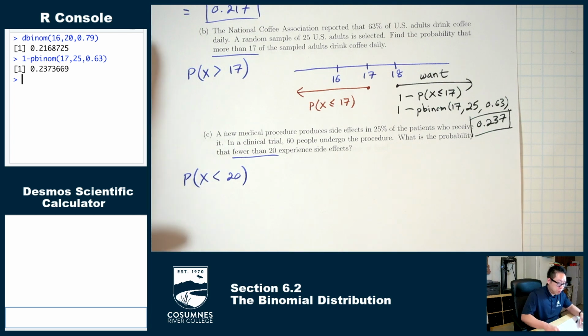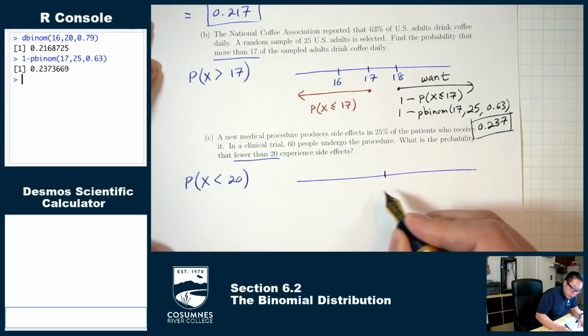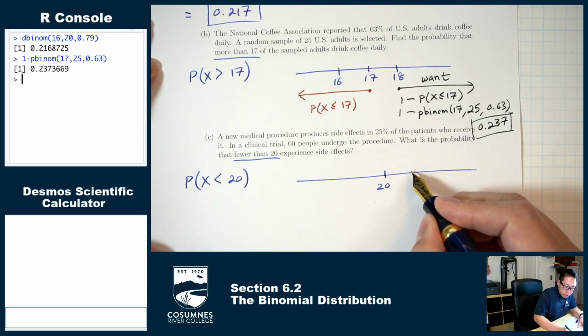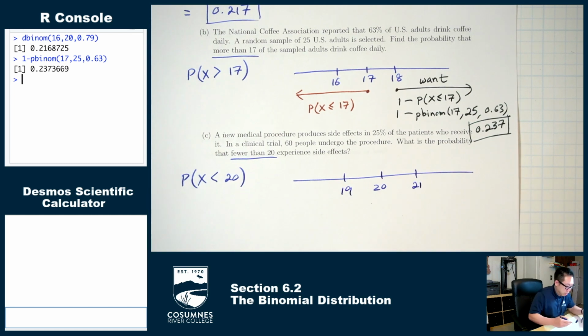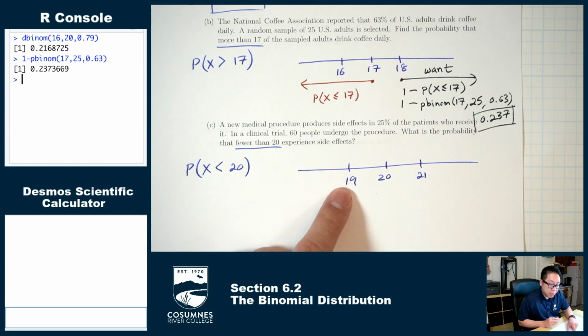So I do need to draw my picture here. So I'm going to put 20 on the number line, and then I'm going to put the numbers around it, which are really just 1 up, 1 down. There's 21, 19. And what is it that I want here? I want less than 20. Which numbers are less than 20? Less than 20 would be 19 and to the left.